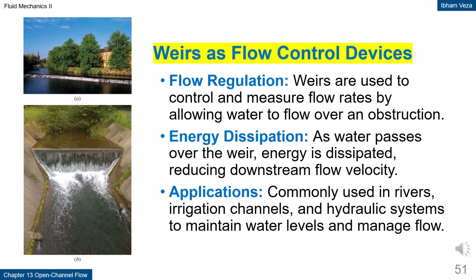Weirs as flow control devices. Weirs are used to control and measure discharge by allowing water to flow over an obstruction. When water passes over the crest, part of the mechanical energy is dissipated. This process reduces the downstream velocity and stabilizes the flow. Weirs are widely used in rivers and irrigation channels to control water levels. In addition, the relationship between head and discharge can be used for measurement purposes.